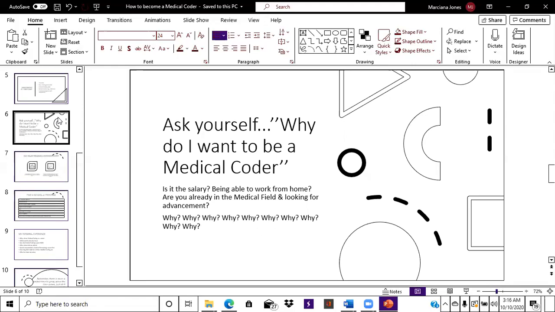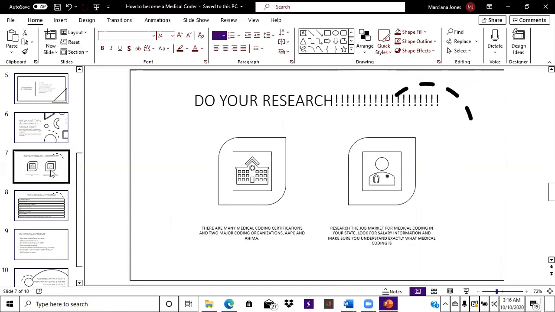Also ask yourself, is it because I have the possibility of being flexible, of working from home? Is that why I want to be a medical coder? And then you're going to ask yourself, do I want to be a medical coder since I'm already in the medical field, and I might as well advance or do some promoting of myself? So ask yourself, why is it that you want to be a medical coder? Because the answer is going to be very important to how successful you're going to be on your journey.